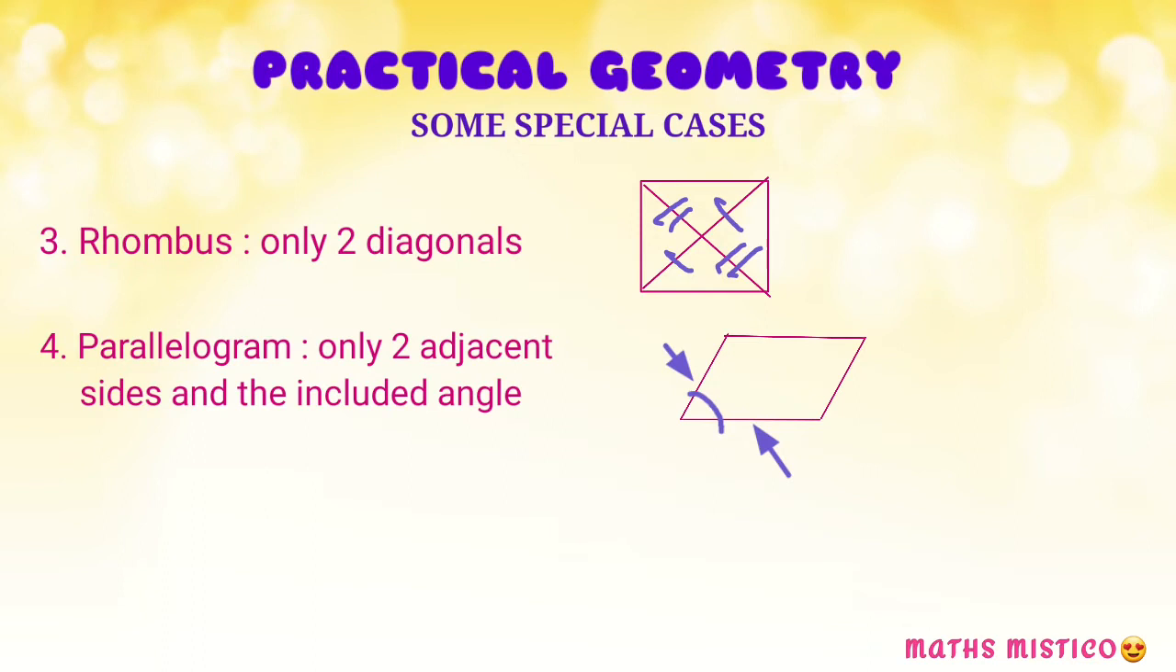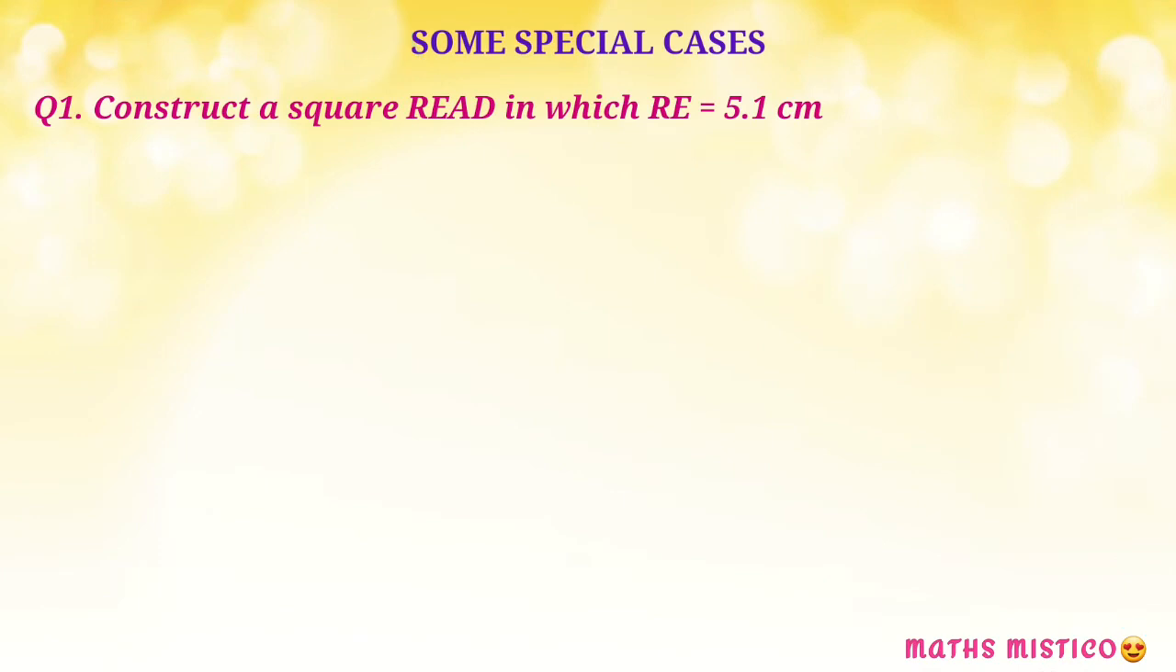Can you imagine what will happen if we don't have any one of these dimensions? If we know only the 2 adjacent sides and not the angle, then the direction of the sides cannot be fixed, and as you can see in this figure, we can have parallelograms of different shapes because we can take different angles by ourselves. Let's try some examples.